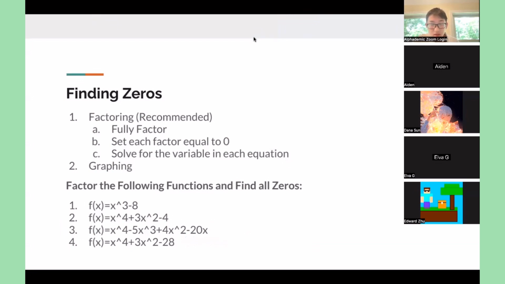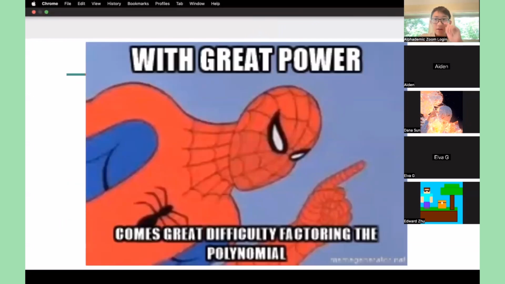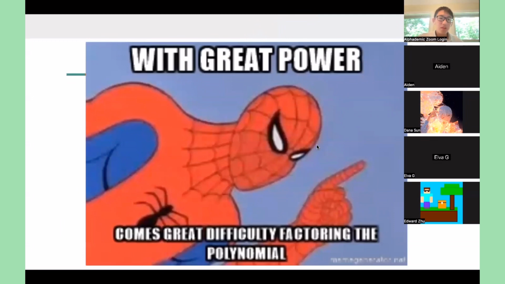All right, moving along, this is another one I found on the internet. With great power comes great difficulty, factoring the polynomial. When I first learned this, it was a great struggle for me as well.